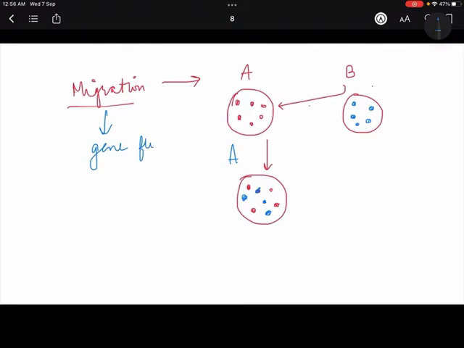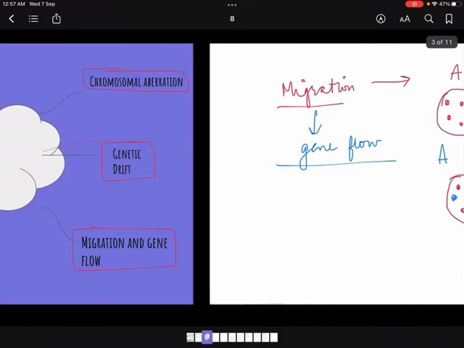Gene flow is that due to migration, the genetic information, or the genetic recombination happens. The people from this group mated with the people of group A, and their information, their genes got mixed with the genes of group A. So over the time, a heterogeneous mix we saw. So that was gene flow, right?